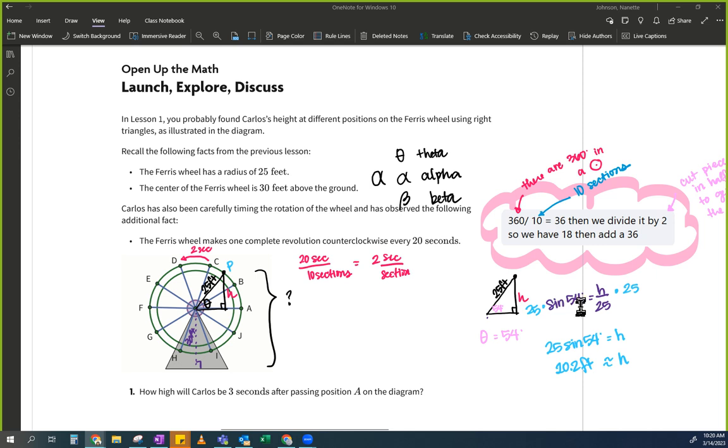Sine 54, I don't know if I've ever talked about this. This doesn't have a measurement.